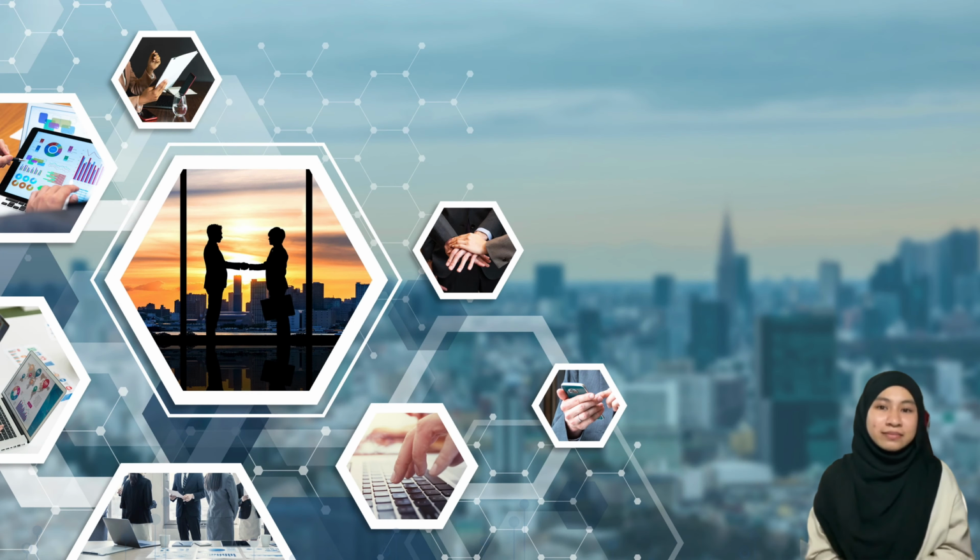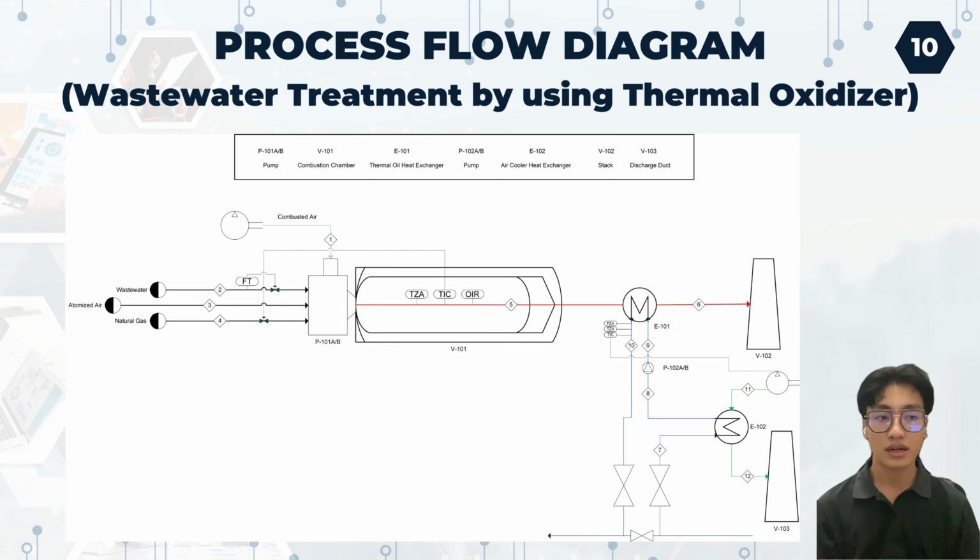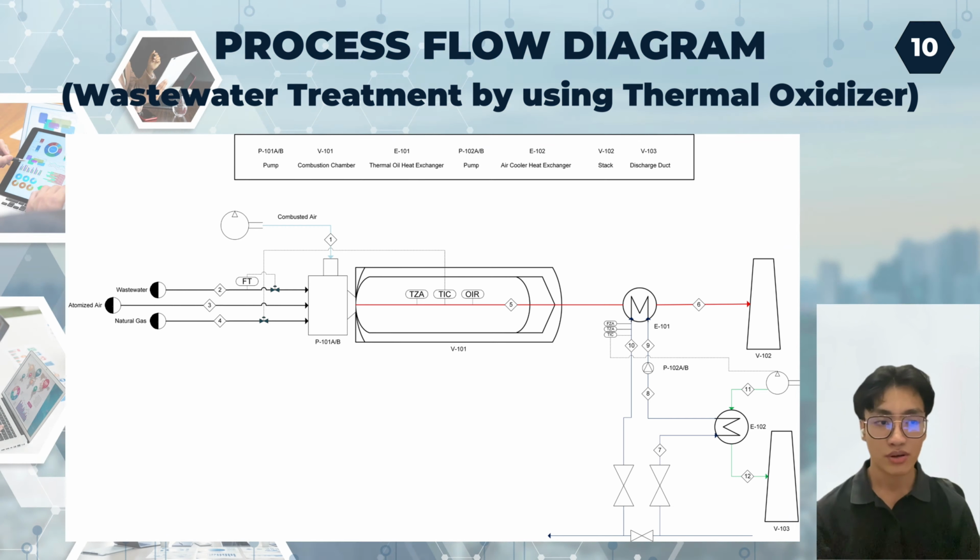Continuing the presentation, I will describe the implementation of the existing thermal oxidizer system to treat wastewater coming from the alkyd resin process and also the unsaturated polyester resin process. The process diagram describes a total of 7 equipment items, ranging from the pump, the main equipment combustion chamber, the thermal oil heat exchanger, the air cooler heat exchanger, the stack, and also the discharge duct. Accompanying that equipment are the 12 streams that represent the inlet and outlet flow of the thermal oxidizing system.